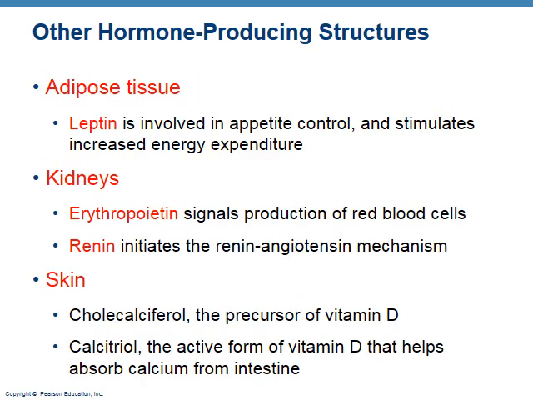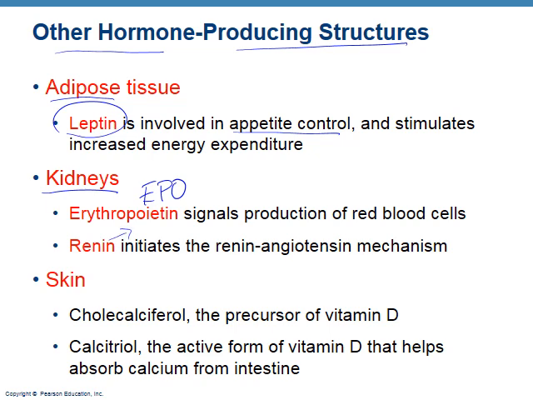With these last few slides, I just want you to realize that there are other hormone-producing structures. We're just focusing on the endocrine, but your adipose tissue releases a hormone called leptin, and they think it has something to do with appetite control. When we do blood, we'll look at the kidneys, and the kidneys release a hormone called EPO, or erythropoietin, and renin, and both of these have to do with blood pressure. So this has to do with creating red blood cells, and this actually is going to have to do with regulating blood pressure.